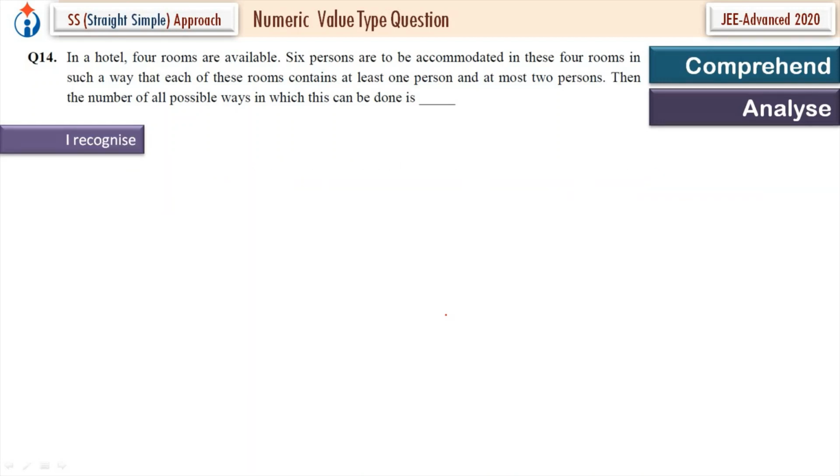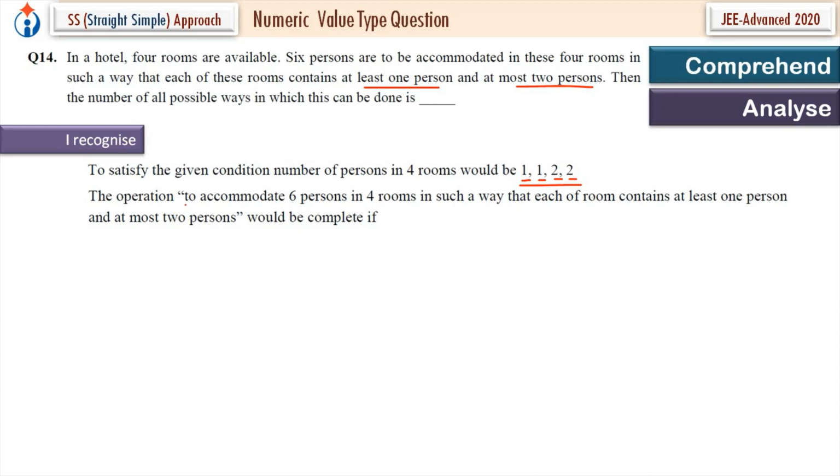Now I recognize that to satisfy the given condition of at least 1 person and at most 2 persons in 4 rooms, the condition can only be satisfied if I have 1 person in 2 rooms and 2 persons in 2 rooms. Total 6 persons to be accommodated. That's the only possible way.